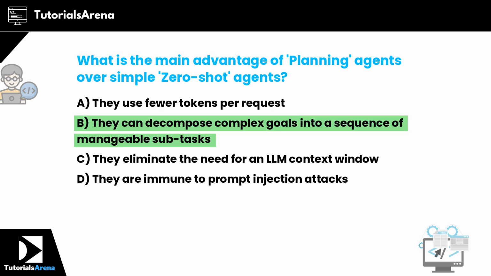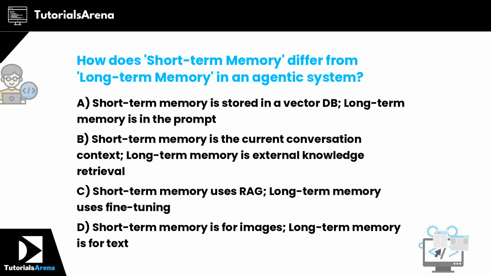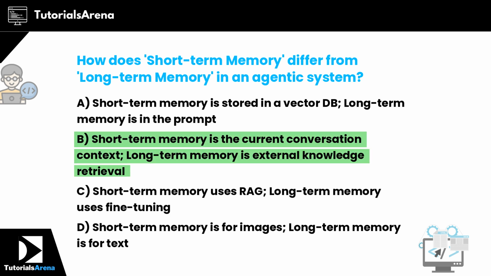What is the main advantage of planning agents over simple zero-shot agents? The correct answer is option B. They can decompose complex goals into a sequence of manageable subtasks. How does short-term memory differ from long-term memory in an agentic system? The correct answer is option B. Short-term memory is the current conversation context. Long-term memory is external knowledge retrieval.